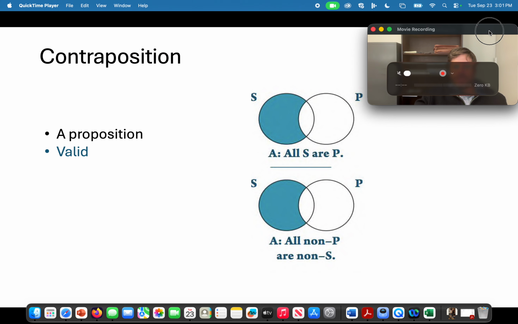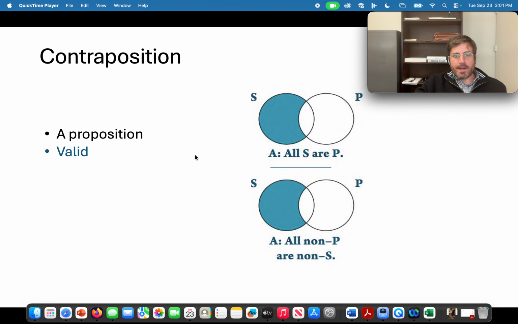Last but not least is contraposition. How does this look on the Venn diagram? Remember that contraposition involves 2 transformations. First, we switch S and P, and then we apply complements to both S and P. Contraposition is valid on the modern interpretation for all A propositions.